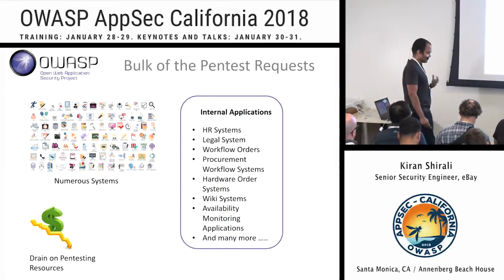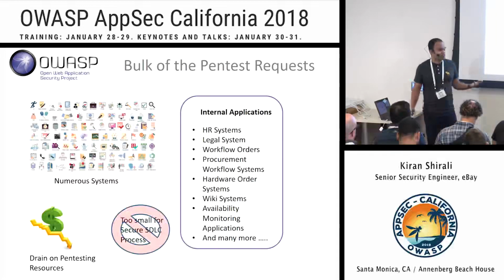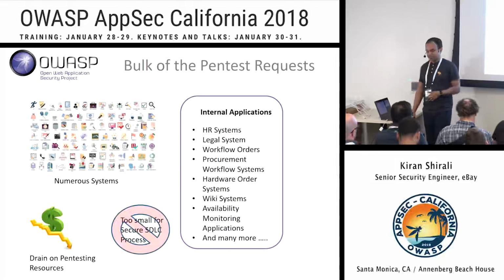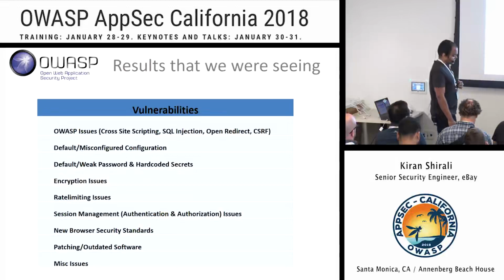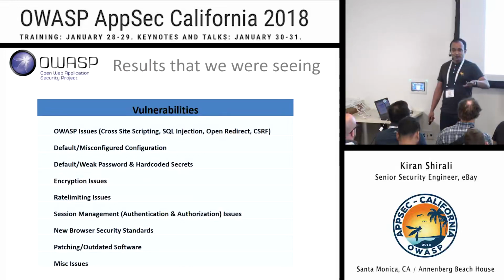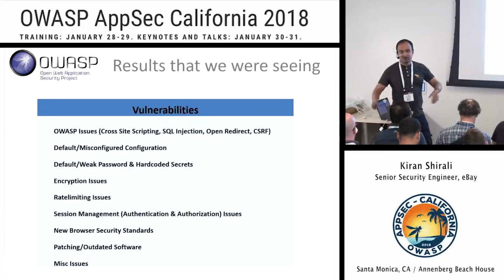And again, some of these systems are just too small for a secure SDLC process. Or else they might be third-party systems that have not been built by us. We don't have access to the source code. We are only able to configure certain things on these systems. So if you have ever seen a pen test report, these classifications of vulnerabilities won't be unfamiliar to you. This is generally what we see across our reports.